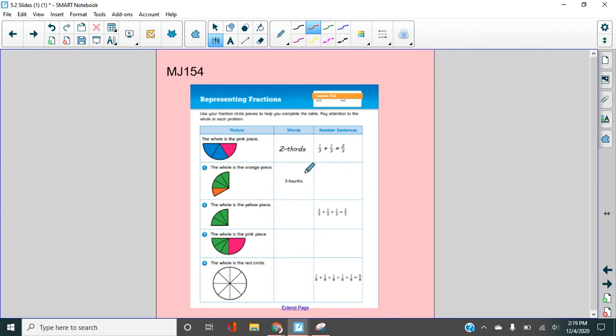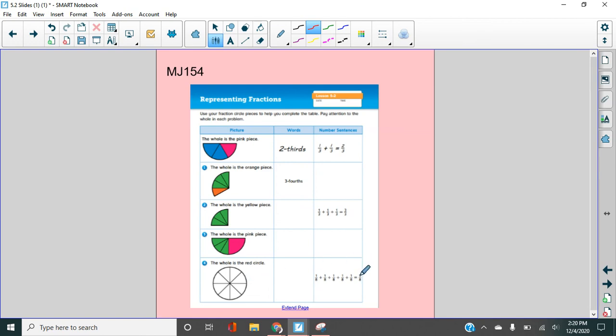The rest of the page looks like this. So you'll want these fraction circle pieces. I'm going to highly recommend those. Okay, the whole is the orange piece. So we have covered up 3 out of 4. See, 1, 2, 3 out of 1, 2, 3, 4. So we wrote 3/4. And then I want you to think about what the number sentence is here. Okay, and then it happens again here. Now we've covered up all of it. You can see 3/3. You get to fill in the rest of them. Okay, and then you get to shade some of the things here based on what you see over here.